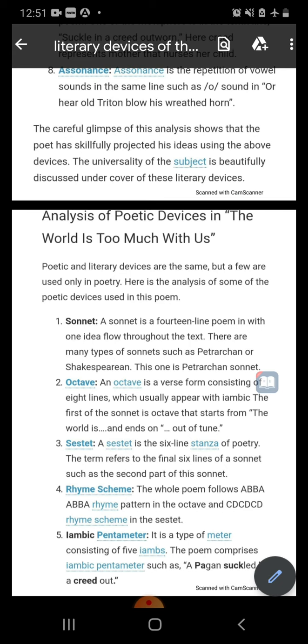Today we are going to read about the literary devices and the poetic devices of the poem "The World is Too Much with Us." Literary devices are used in a particular work of literature to enhance its beauty. Literary devices differentiate literature from a simple text.